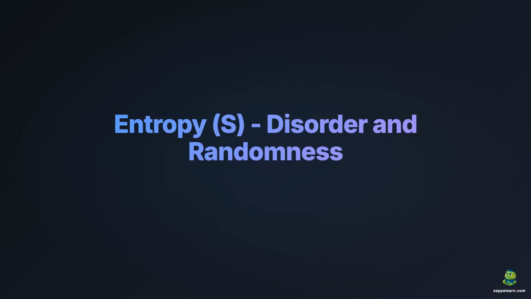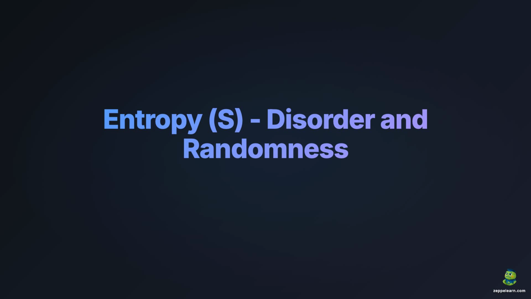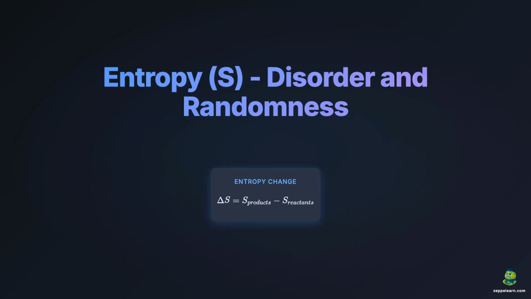Entropy, symbolized by S, measures the randomness or disorder in a system. The second law of thermodynamics states that entropy of the universe always increases. Delta S equals S products minus S reactants. Positive delta S means increased disorder, which nature favors.